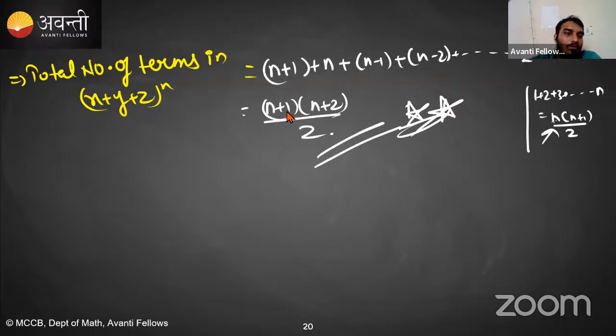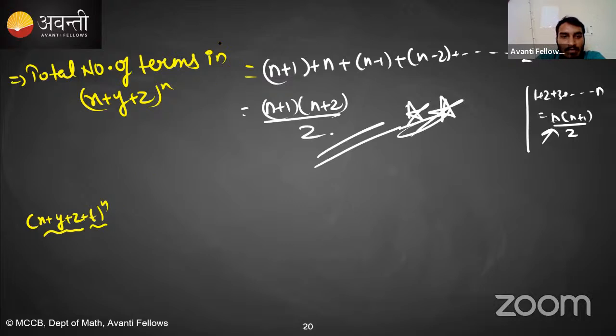So if somebody asks you how to find the number of terms in the four-term expression, like (x plus y plus z plus t) raised to the power n, similarly the same thing you will do, right? Consider this as a single entity and this as different. Use the binomial expansion. That's all.